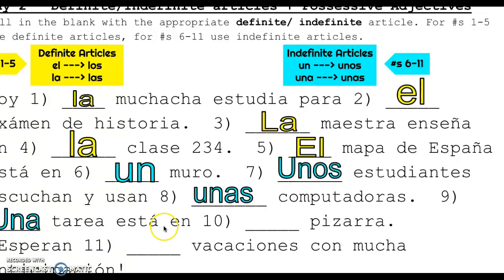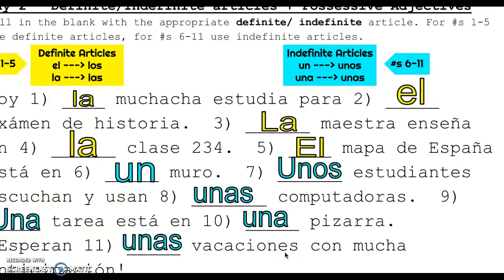So our homework is on blank pizarra, and singular feminine word again, una pizarra. Esperan blank vacaciones con mucha anticipación. So we're like very hopeful for vacation. We're waiting for it with a lot of excitement. So vacaciones, we know, is a feminine word, and in this case it's a plural feminine word, so it's going to be unas.